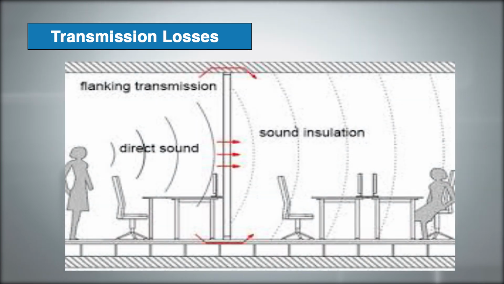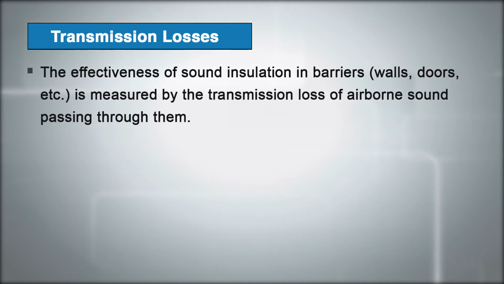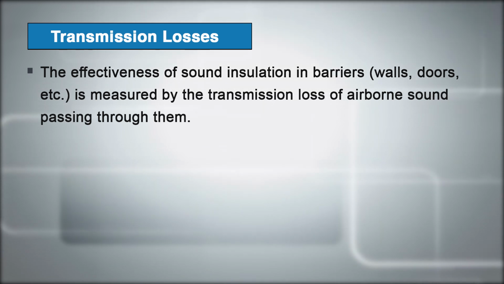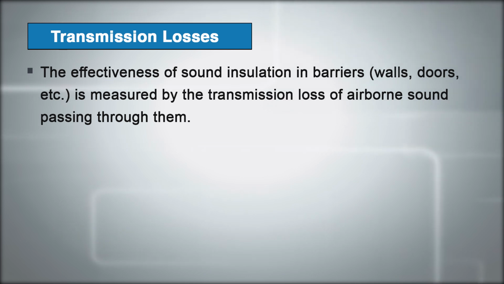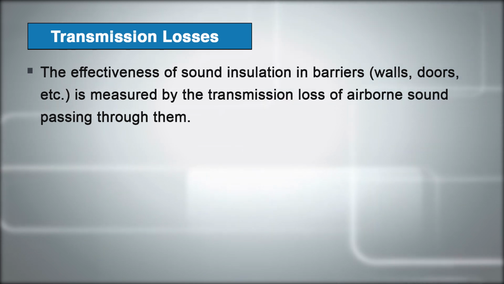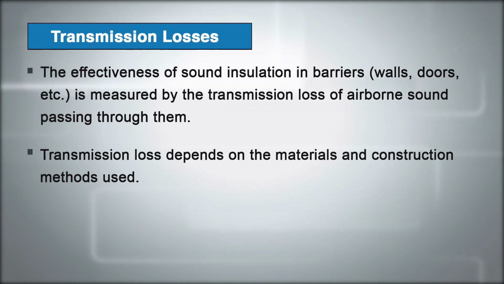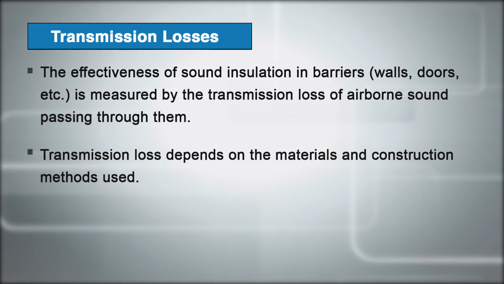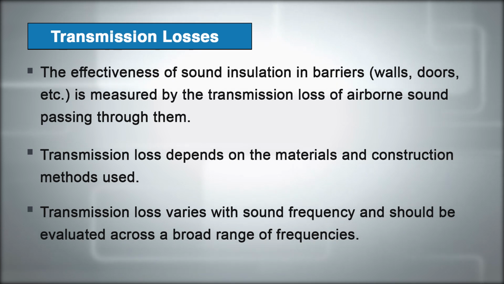Let's discuss some of the key points about transmission loss. Transmission loss indicates the reduction of sound intensity in decibels. It also shows the effectiveness of sound insulation in barriers like walls, doors, etc., which is measured by the transmission loss of airborne sound passing through them. Transmission loss depends on the materials and construction methods used. It varies with sound frequency and should be evaluated across a broad range of frequencies.